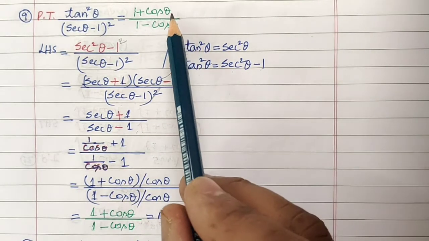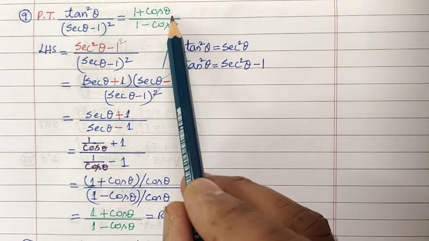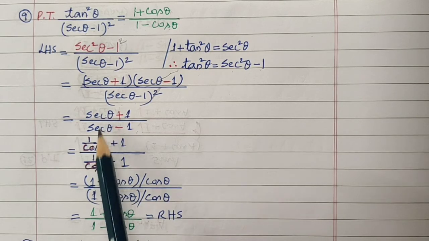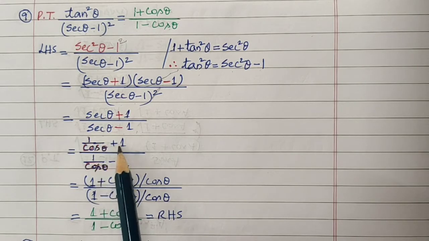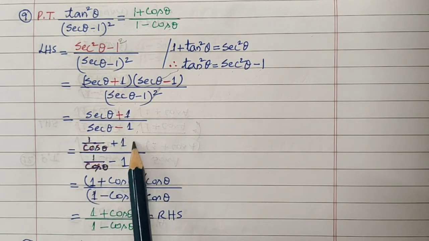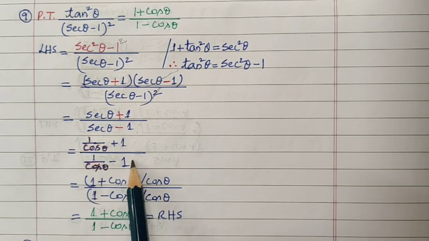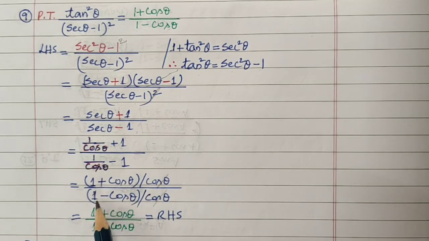So we want cos on the right hand side, so convert the secant theta into cos. We have to keep this in mind always, what you want on the right hand side. So we replace secant theta by 1 by cos theta. Take the LCM of this. Once you take the LCM, in the numerator 1 plus cos theta divided by cos theta, and the LCM in the denominator also, 1 divided by cos theta minus 1, so 1 minus cos theta divided by cos theta. This cos theta and this cos theta will get cancelled. We are left with 1 plus cos theta divided by 1 minus cos theta, which is equal to RHS.